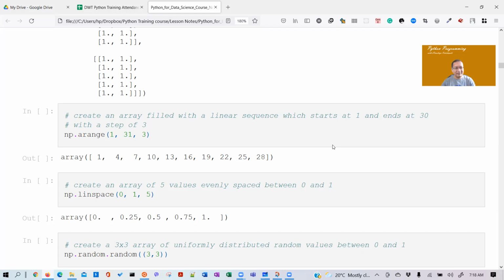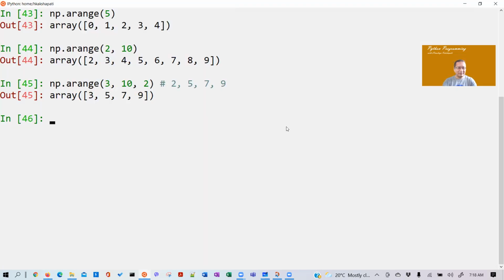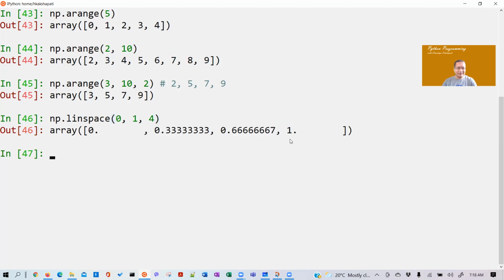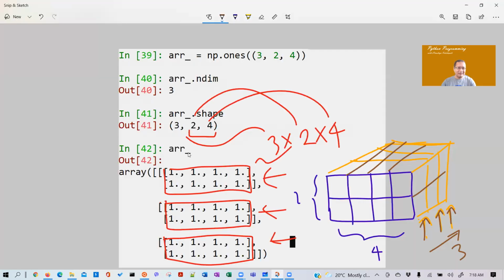Next is linspace. Let's do that also because we're going to use them a lot later. So what is linspace? Let's say my linspace from 0 to 1, with, let's say, 4. Let's see. What happened when I did this? Linspace 0 to 1 with 4, what does it do? Let's go through that.